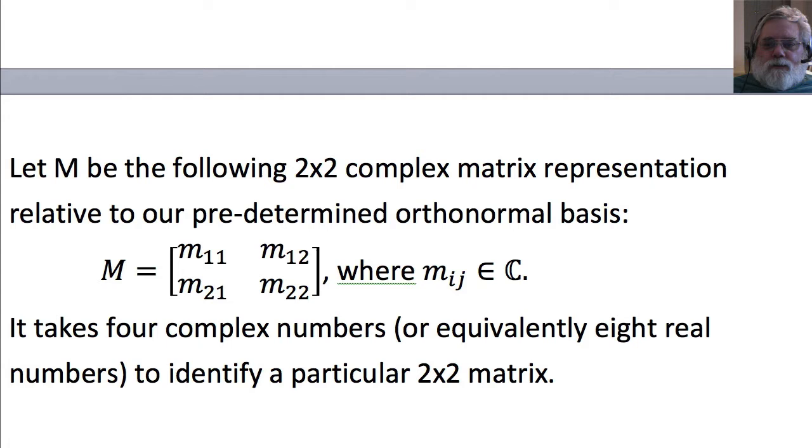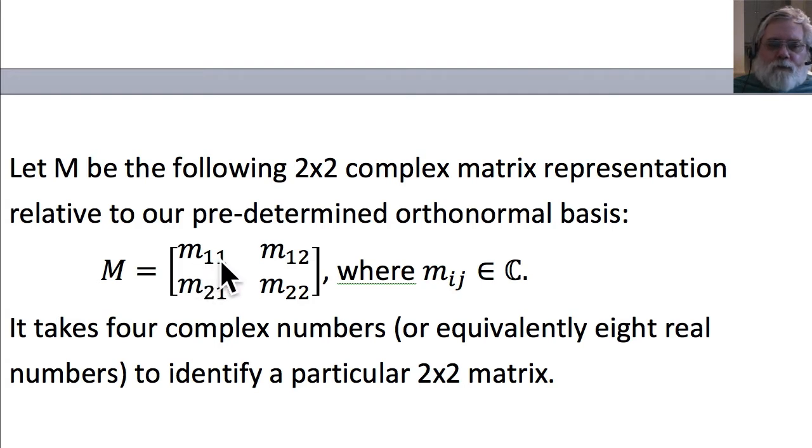So we're dealing with two-state systems, so let matrix M be the following 2 by 2 complex matrix representation relative to our predetermined orthonormal basis. So M is a 2 by 2 matrix: 2 rows, 2 columns, 4 elements. The elements have 2 indices.